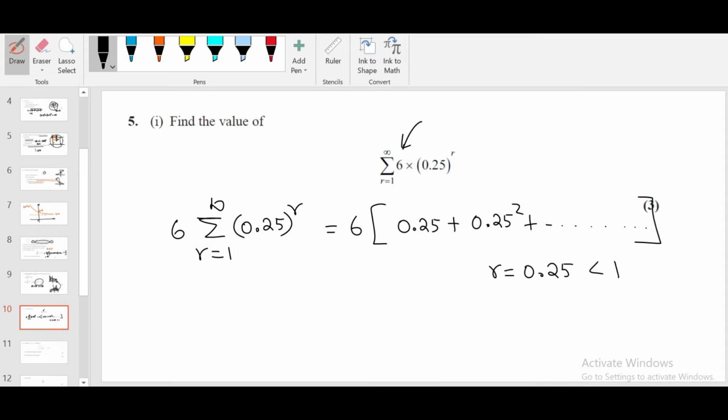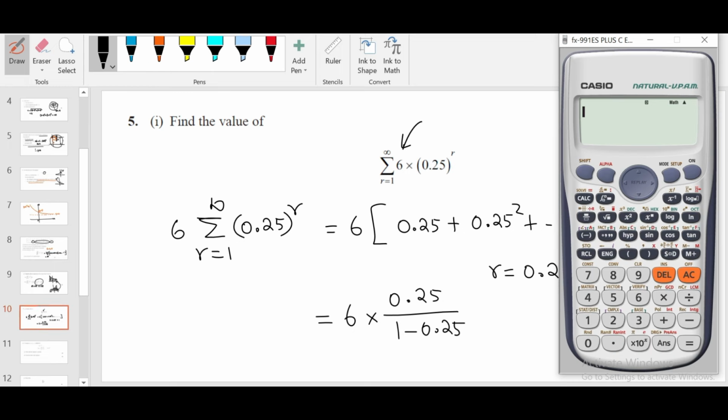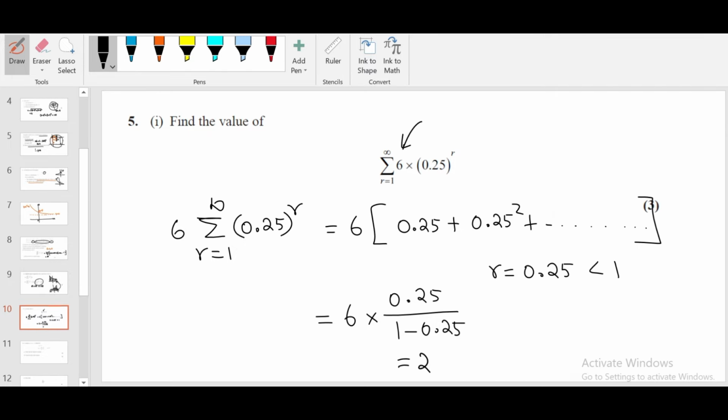So you need to apply the sum to infinity formula, A over 1 minus r. So it's basically 6 times 0.25 over 1 minus 0.25. 2 is the answer. That's all. Easy 3-mark question, sum to infinity. Let's move on to the next part.